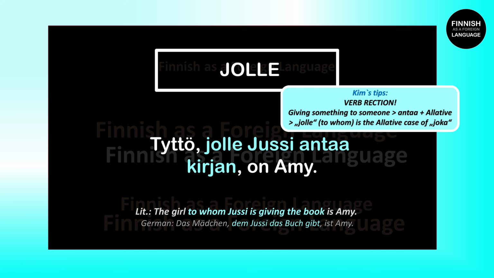So we use jolle here because the verb antaa, which means to give, takes the allative case for the person receiving something. Now, since Jussi gives the book to the girl, we use jolle here to refer back to tyttö, which means girl in English. So, jolle Jussi antaa kirjan means to whom Jussi gives the book. So, let's repeat again. Tyttö, jolle Jussi antaa kirjan, on Amy. In English, the girl to whom Jussi is giving the book is Amy.